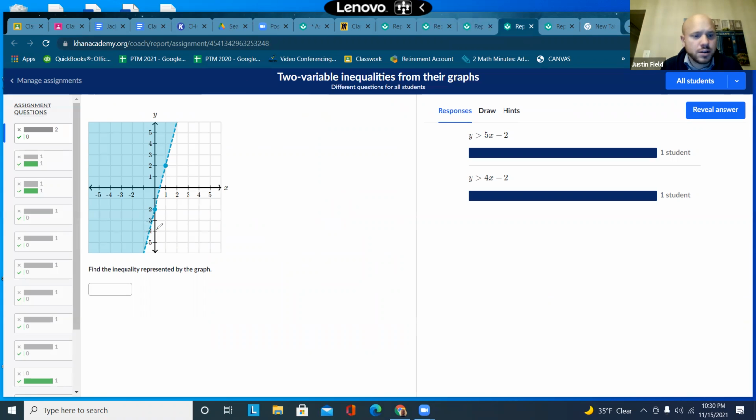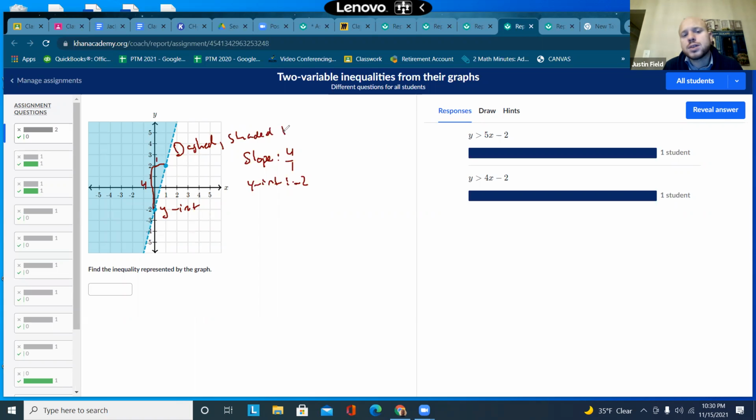So let's do this here. We know we have a y-intercept of -2. And if we look at the slope, it's over 1 and up how far? 1, 2, 3, 4. So the slope is 4 over 1. The y-intercept is -2. And it is dashed, and it is shaded above.